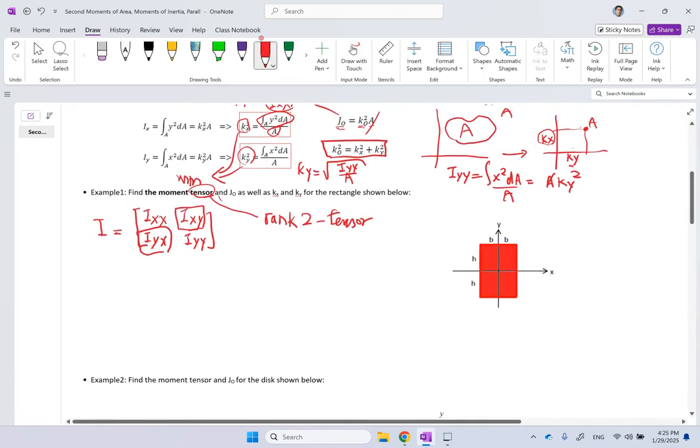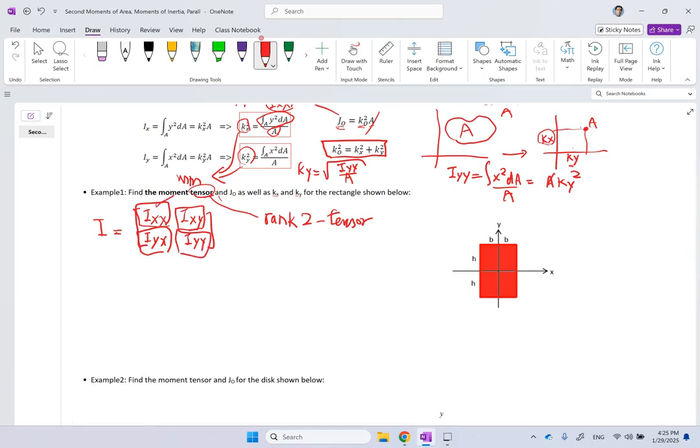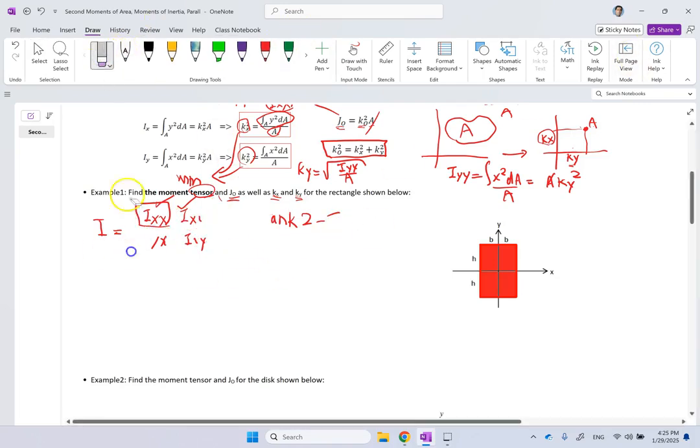Okay, so what I need is to find this matrix, for which I need to find these three components, right? This one, and this one. And also I need to add IXX and IYY to get JO, and then I can find those radii here. So let's go ahead and calculate this. How do we do that?